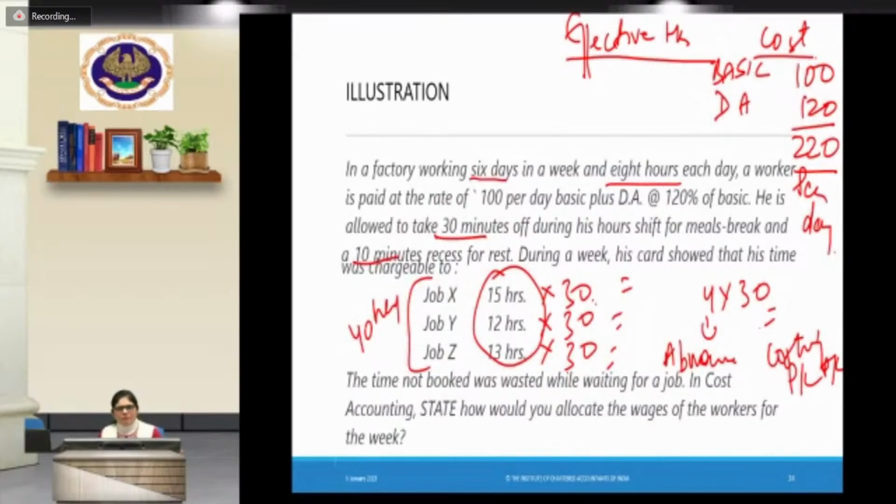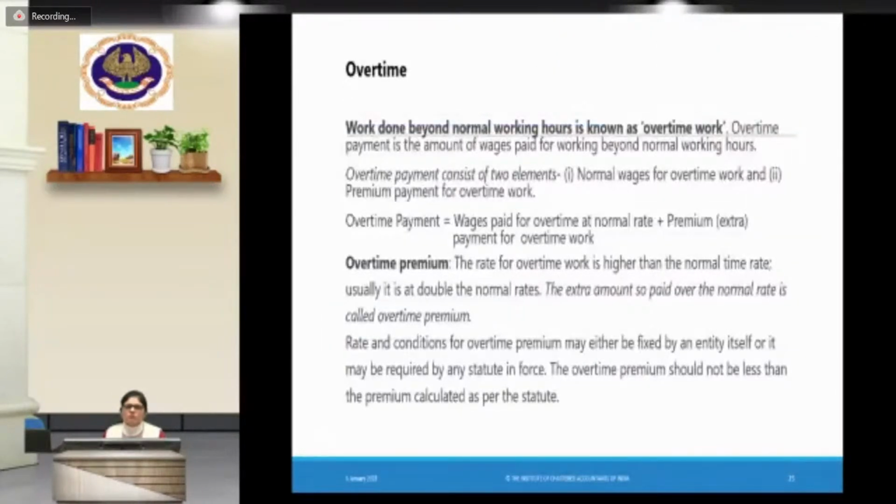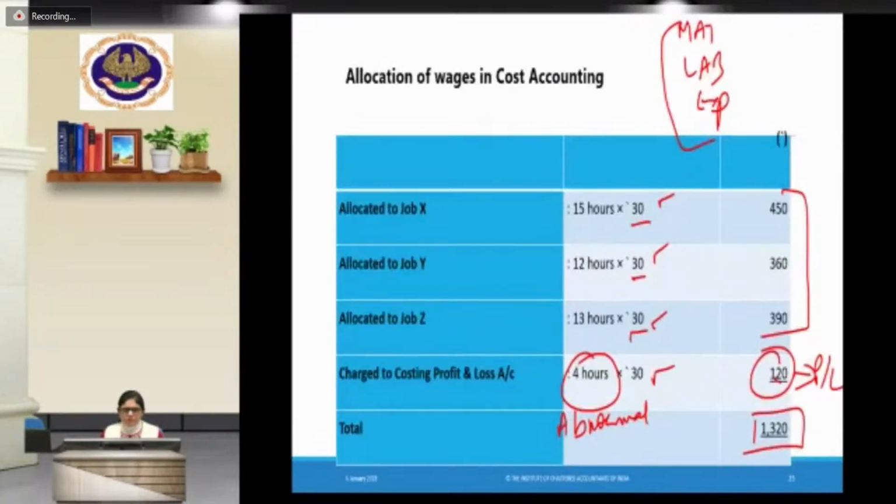So the hours you have to calculate, the cost you have to calculate. The third part will be to calculate the cost per hour. So we'll have the total cost divided by the effective hours. Effective hours means the normal hours. Clear? And then the actual hours worked. So this was the actual hours worked. Effective hours minus actual hours will give you the abnormal hours. Clear? And this is the way we go. Abnormal cost, we never take it to the production cost. We take it to profit or loss account. All right. Let's move on to the next segment. We have done this.